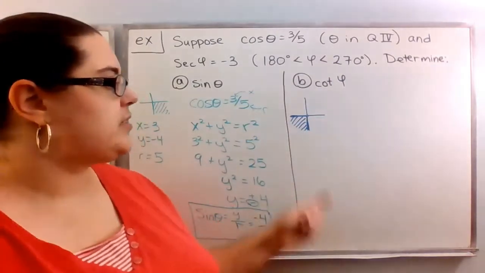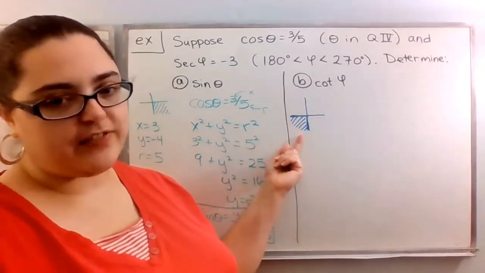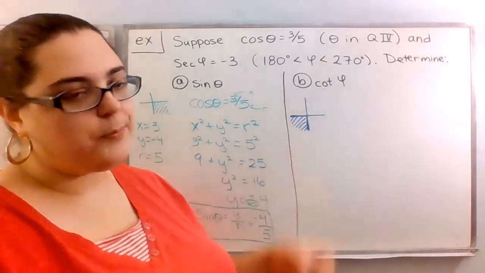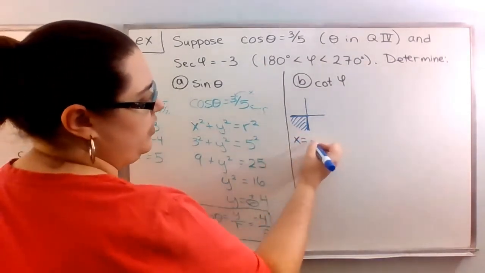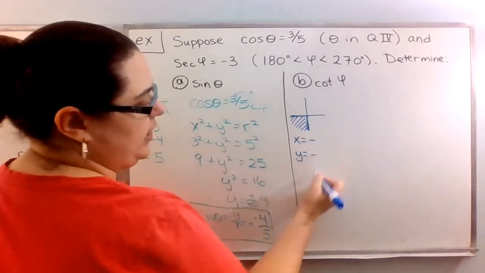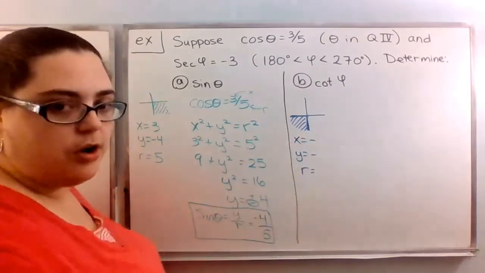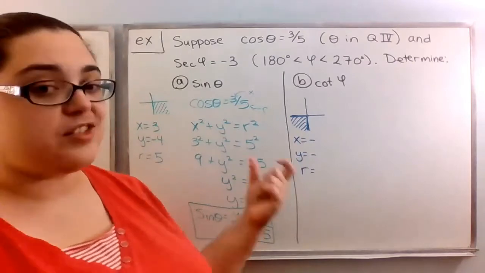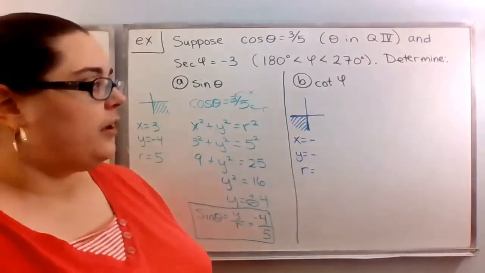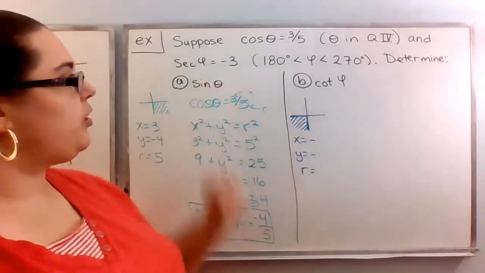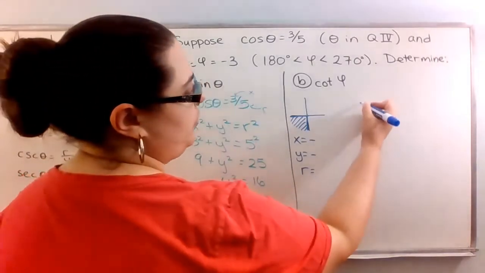So that means we have a negative x value and a negative y value. So I know that x is going to be a negative, y is going to be a negative, and r is always positive because r represents the radius of the circle we're using. Okay, so now that we have that down, we know that secant of phi is -3.